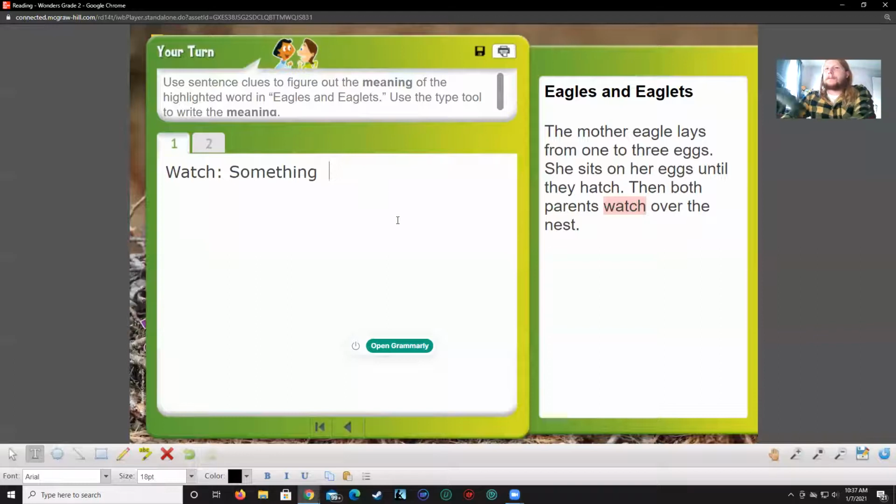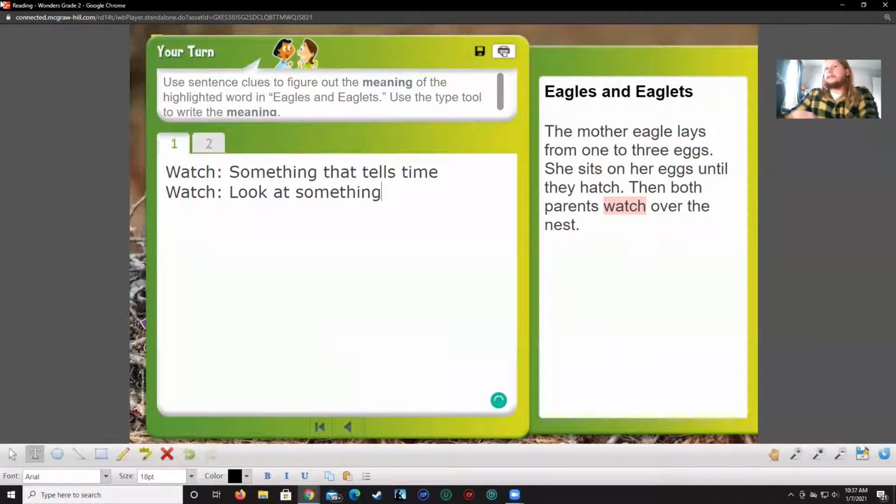So watch is something that tells time. But another meaning of watch is to look at something. Now, these aren't the exact definitions, but in general, they're good to show. So let's use context clues to figure out what watch means.